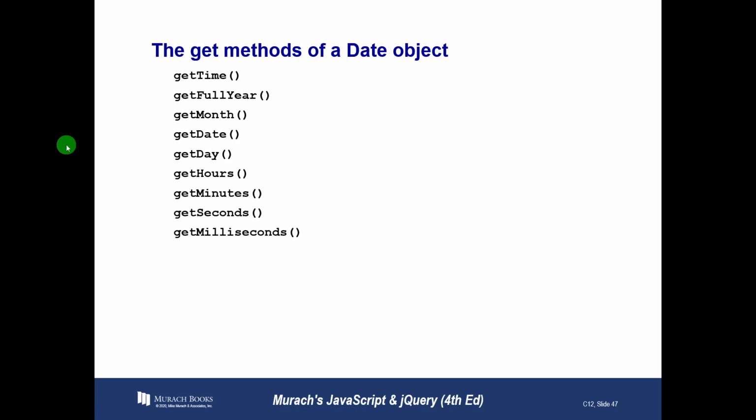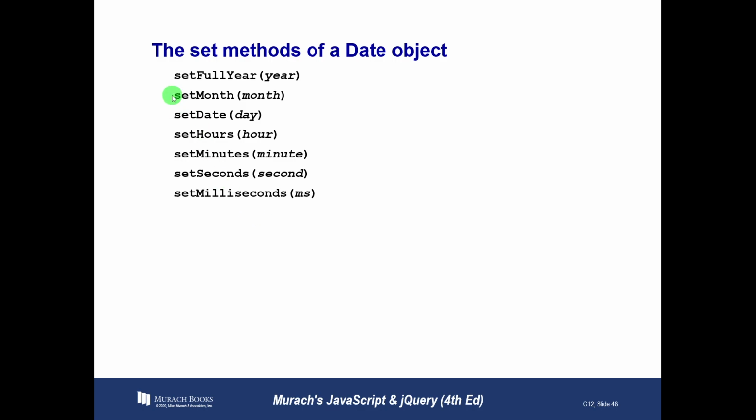We also have a bunch of get methods for a date object. So we can pull just the time, get time. We can get the full year. We can get the month. We can get the date. We can get the day. We can get the hours. We can get the minutes. We can get the seconds. We can get the milliseconds of a date object if we want to.